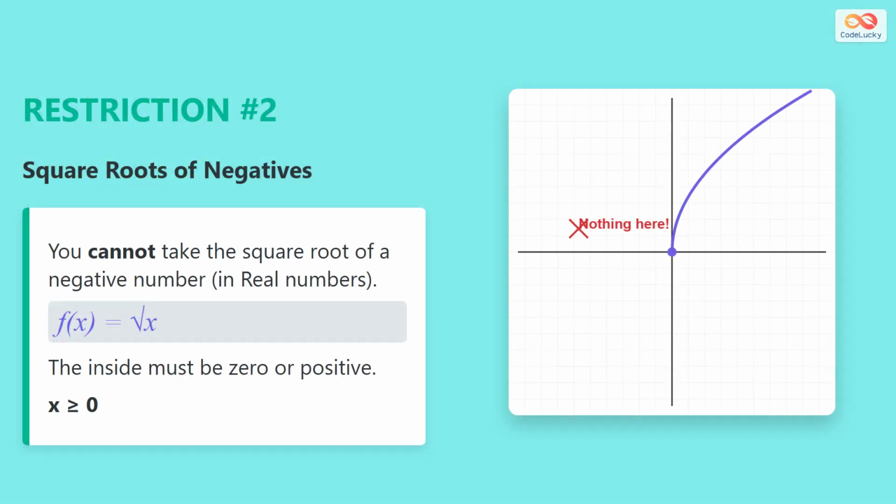Rule number 2 involves square roots. In the real number system, you cannot take the square root of a negative number. Therefore, if you see a square root, any expression inside it must be greater than or equal to 0.